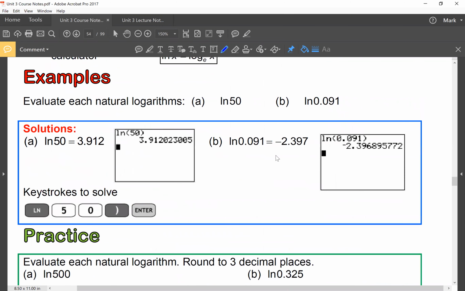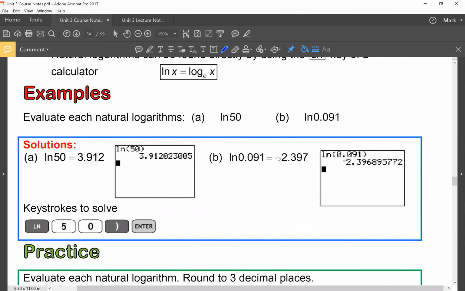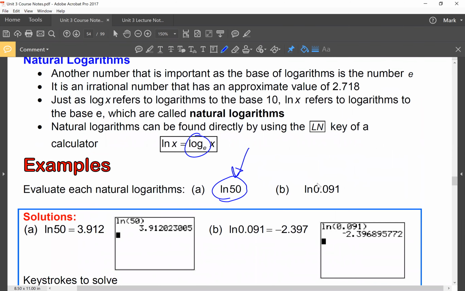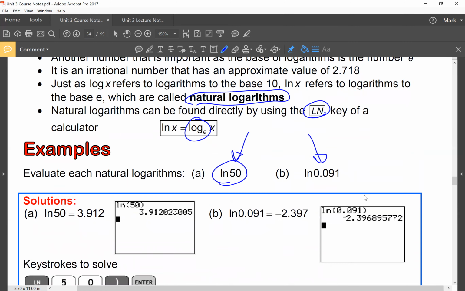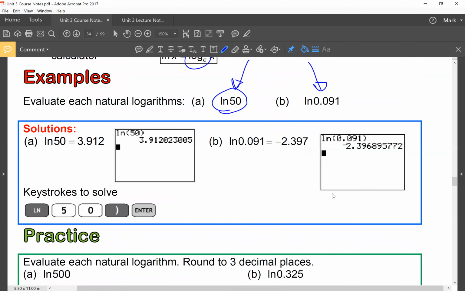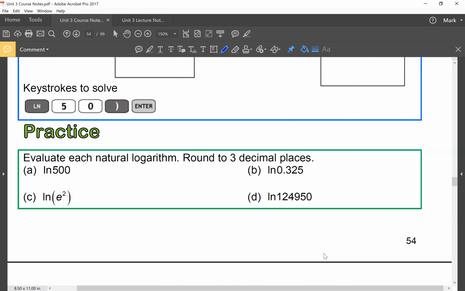The last thing, this is the finale, is you might see a question tomorrow where instead of log, it says ln. Well, ln is just like a logarithm, but it has a different base. It's called a natural logarithm. So if you see ln tomorrow and I say, solve ln of 50 or solve ln of 0.091, you don't use your log button, you use your ln button. And that's it for this topic.